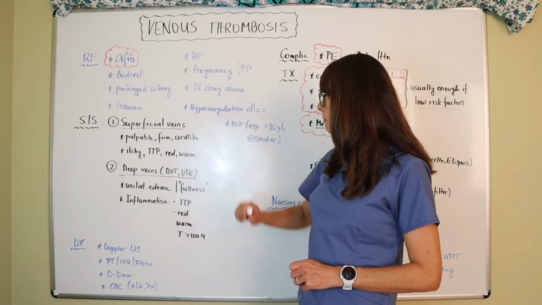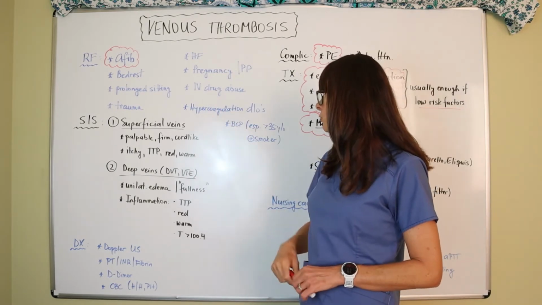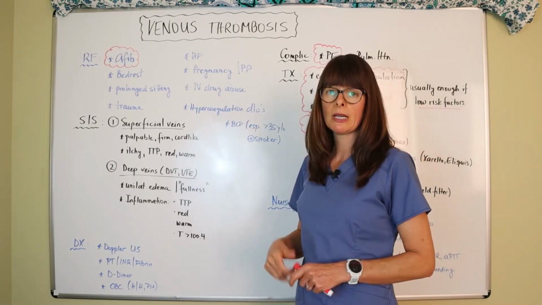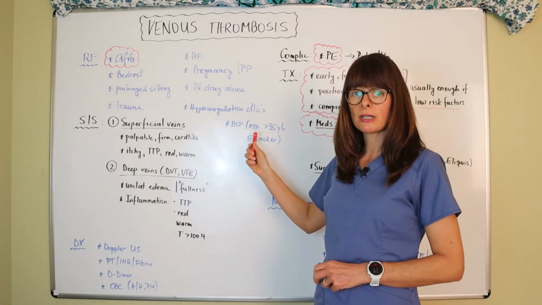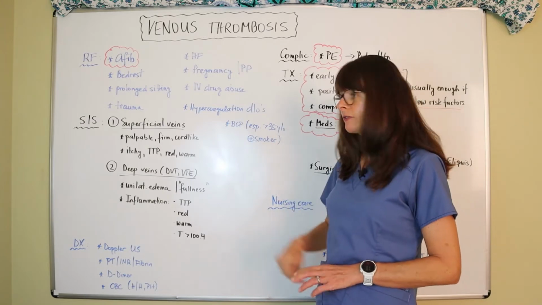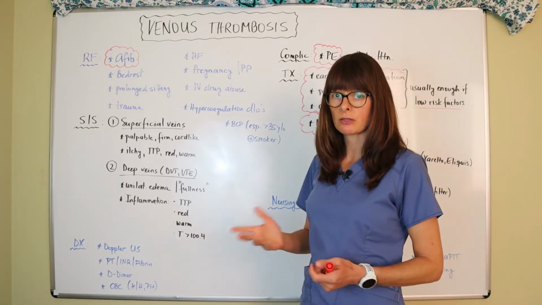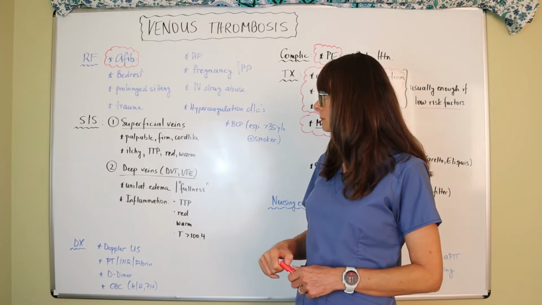And then IV drug abuse, as well as hypercoagulation disorders. So those would be genetic disorders. And then also birth control pills, especially if the woman is older than 35 years old and a smoker in addition. So that's a higher risk for blood clots also.